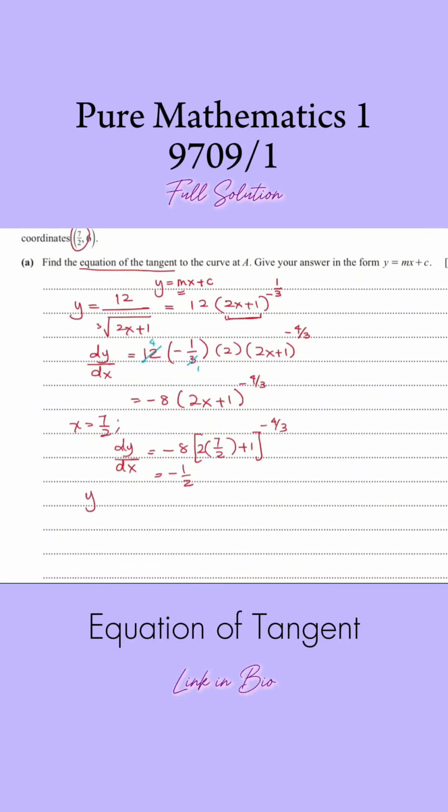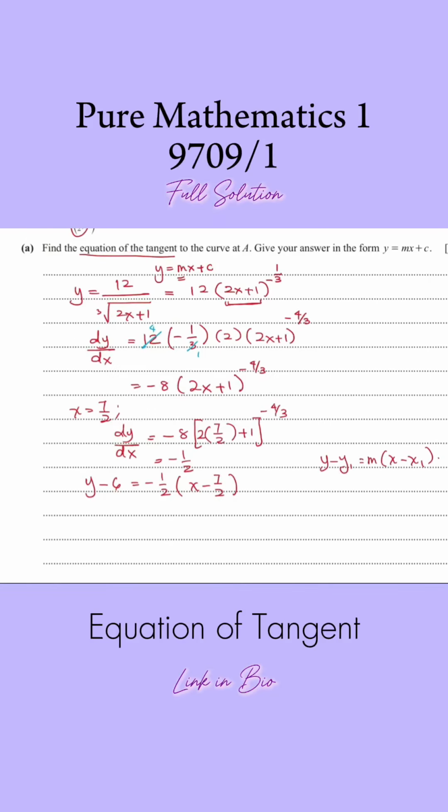How do you work out the equation? The equation is just y minus y1, in this situation 6, equals m times (x minus x1), which is 7 over 2. Again, y minus y1 equals m times (x minus x1). Once you write this, you're actually done.